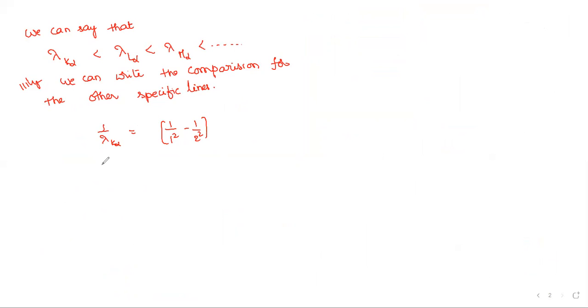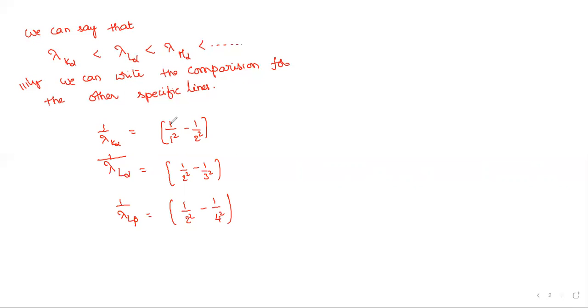And here L alpha line you can write like 1 by 2 square minus 1 by 3 square into the same constant, you will get here 1 by lambda of L alpha. In the same way, 1 by lambda of L beta you can write: 1 by 2 square minus 1 by 4 square. If I add or subtract these two lines, what will I get? And can you compare that with the K alpha? I say surely not.